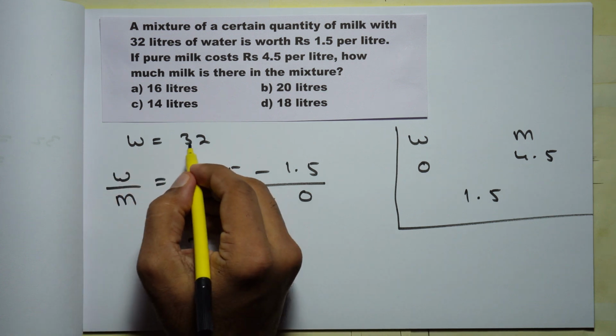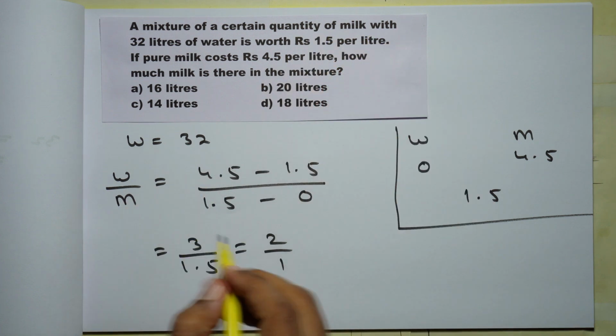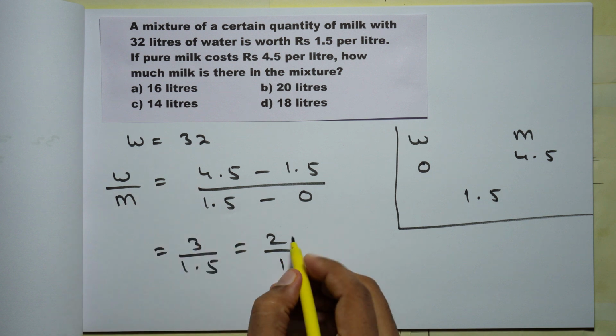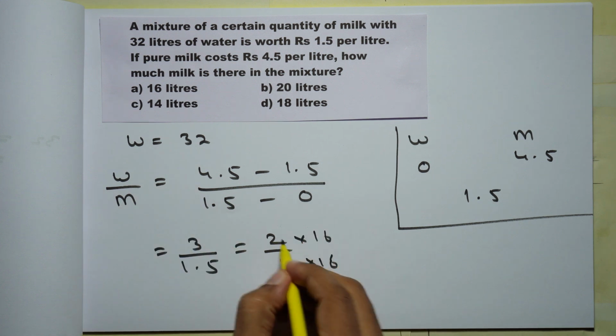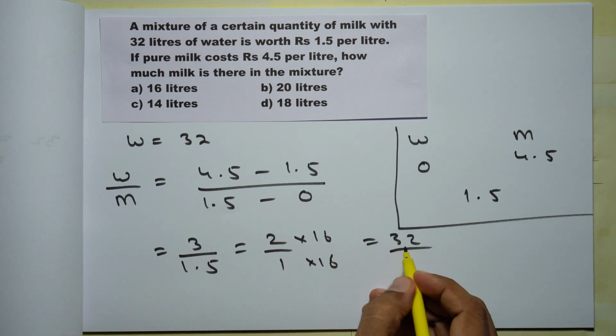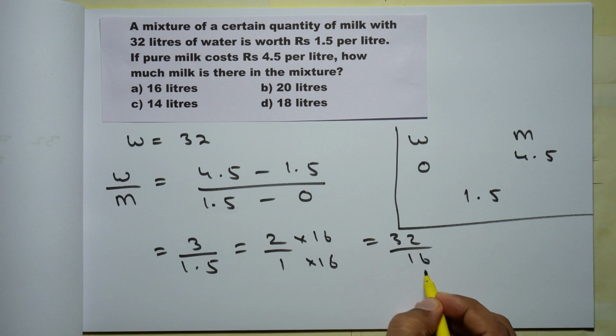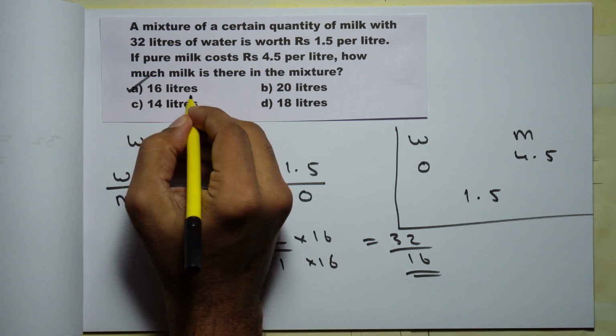Now quantity of water is 32 liters. How much milk is there? So this 2 should be converted to 32. So we'll multiply both sides by 16. So 2 into 16 gives you 32. So if the amount of water is 32, milk will be 1 into 16, 16 liters. So how much milk is there in the mixture? 16 liters of milk is there. Hence option A, 16 liters.